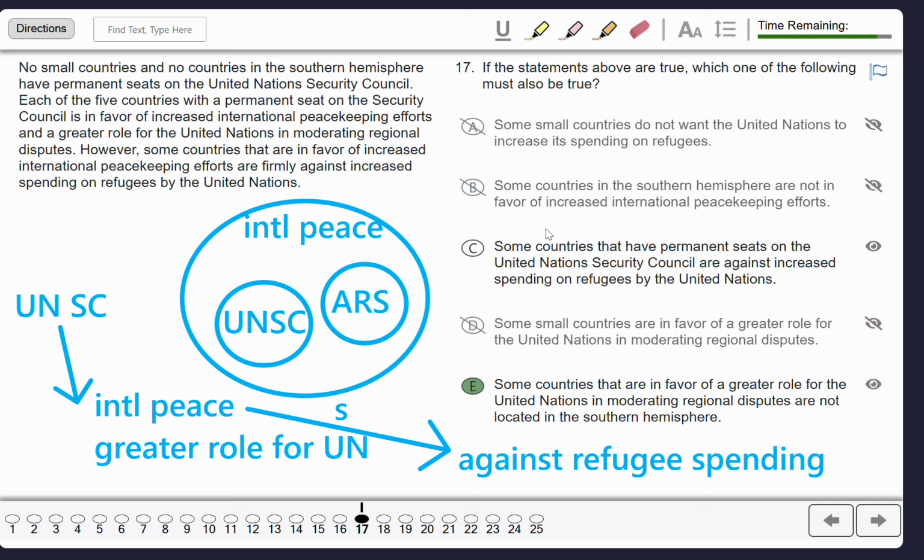So we can't say C. Could C be true? Yeah. Could there be overlap? Sure. But must there be? No. That's a set error if you think that. We don't know how many international peacekeeping effort countries there are, and only some of them are against refugee spending. We don't know that those are the permanent seats on the UN Security Council. So ultimately, we can't say C for sure. So C cannot be our answer.